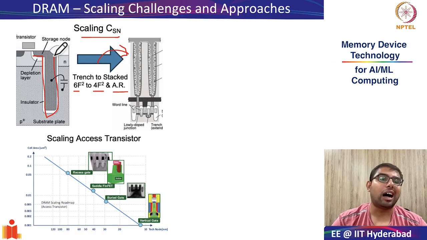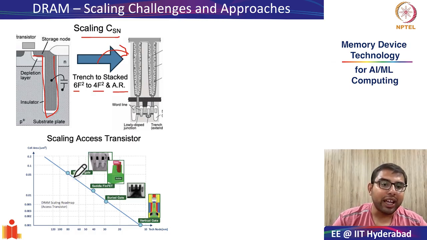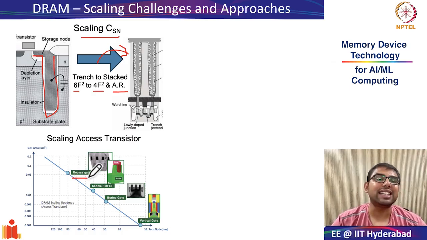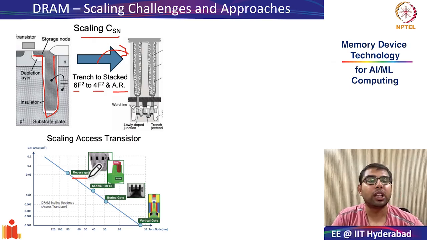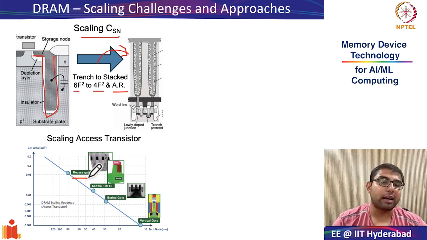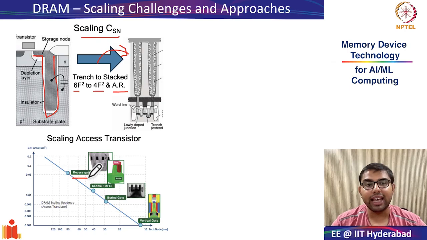Also, we saw how by having specially designed recessed gate transistors and further versions such as saddle FinFETs and buried gates, you can scale the access transistor of your DRAM cell. The philosophy of scaling the access transistor was to reduce your off-state leakage and as far as possible to reduce the leakage mechanisms which will prevent frequent refresh.